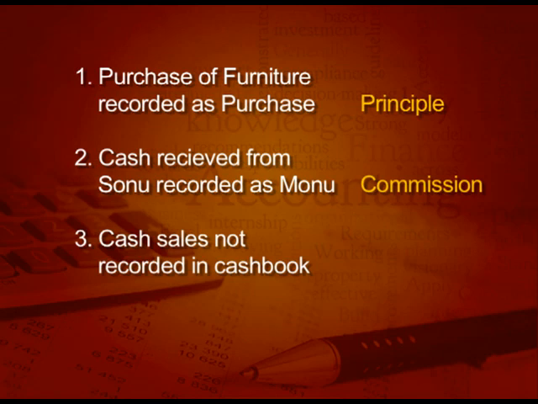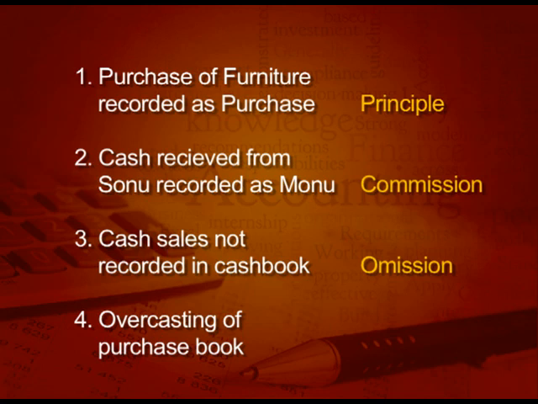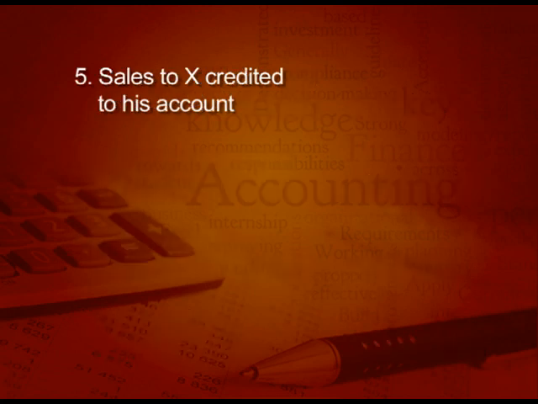Next one, cash sales not recorded in the cash book. Now this is full omission. You have not recorded it in the cash book, so it means it will not be posted in the ledger also. Next one, overcasting of purchase book. Overcasting means over totaling of the purchase book. Which kind of error is this? Yes, commission error.